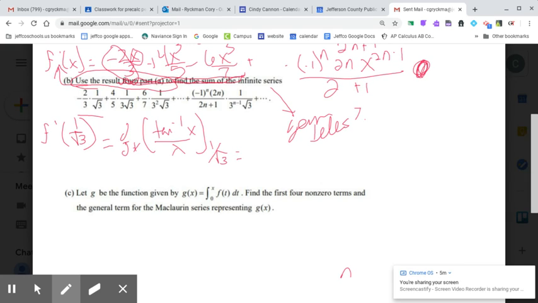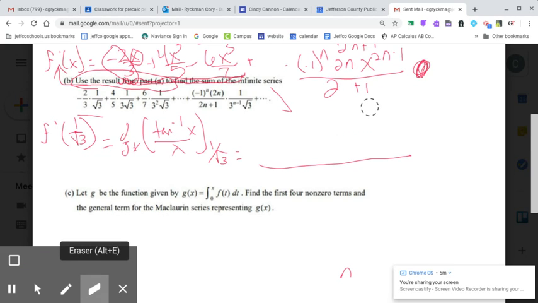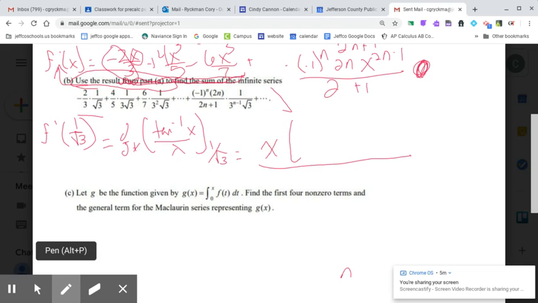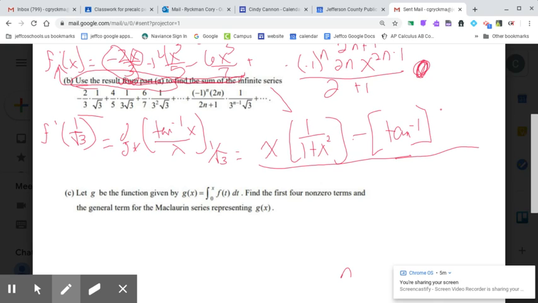And so by quotient rule on that series, you're going to say low d high minus high, some people put plus there, d low over the square of what's below at 1 over root 3. And then you plug in 1 over root 3 and evaluate.